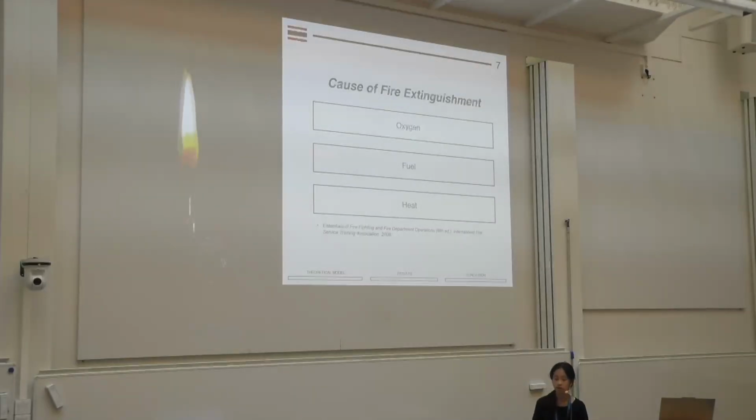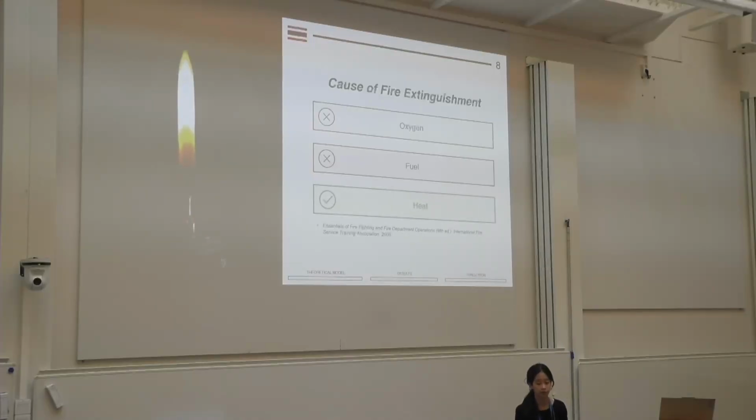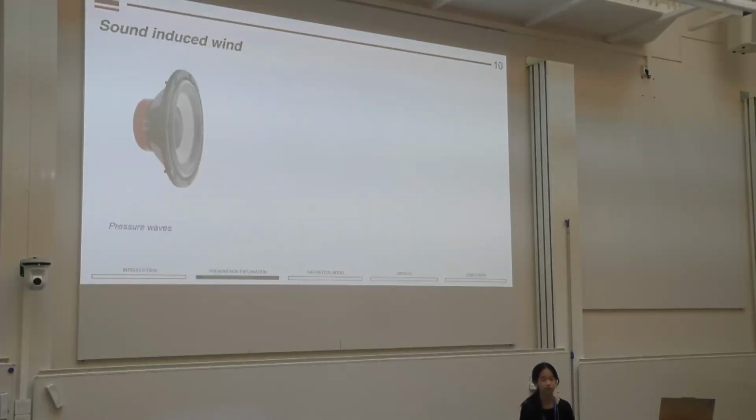The causes of fire are oxygen, fuel, and heat, and through this investigation we noticed that we have an unlimited supply of oxygen and fuel, however, we do not have an unlimited supply of heat. Therefore, the main reason why the fire extinguishes is due to the removal of heat. Now, let's go through the phenomenon explanation. Here we have a speaker with sound-induced wind.